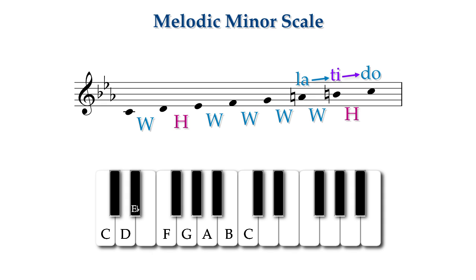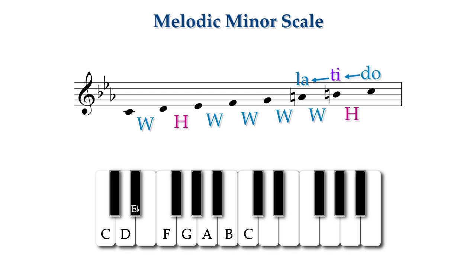The whole step, half step pattern for an ascending melodic minor scale is whole, half, whole, whole, whole, whole, half. Just as the harmonic minor scale is the only scale that contains an augmented step, the ascending melodic minor scale is the only scale with 4 consecutive whole steps.